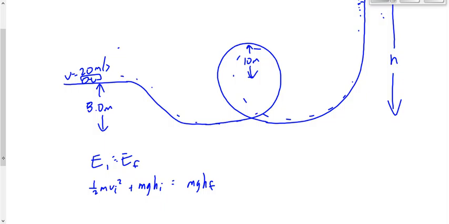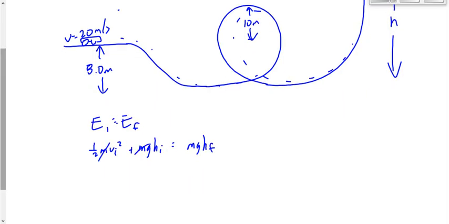We have 3 terms here. Mass appears in every term, so we'll cross that off. We don't have to have the same number of terms on both sides. We just have to have the mass in every term on both sides. So let's say Vi, what do we have? 20 meters per second. Don't forget to square that. Plus 9.81 times the initial height, which is 8 meters, equals 9.81 times the final height.